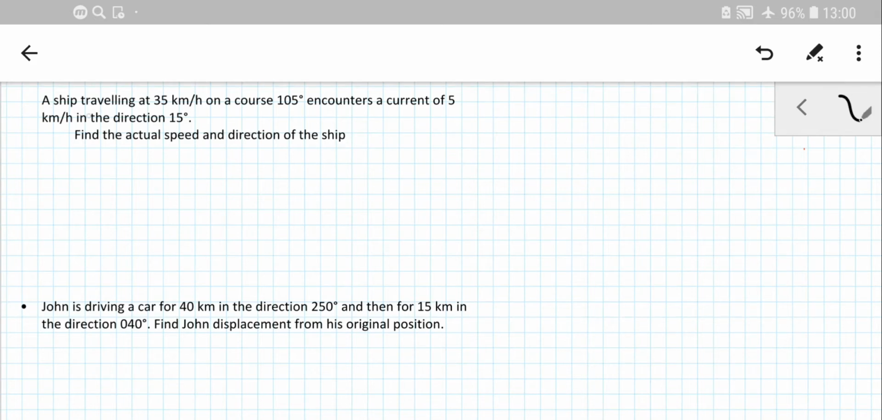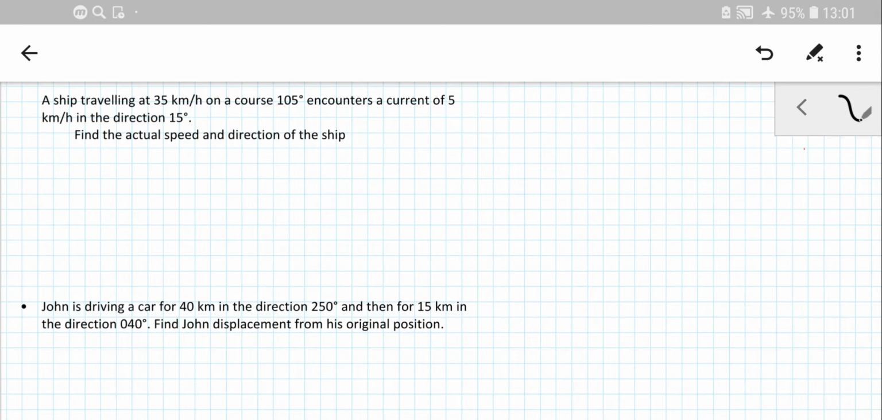The ship is traveling at 35 kilometers per hour on a course of 105 degrees, and it encounters a current of 5 kilometers per hour in direction 15 degrees. You need to find the actual speed and direction of the ship. So that's definitely a task involving bearings.